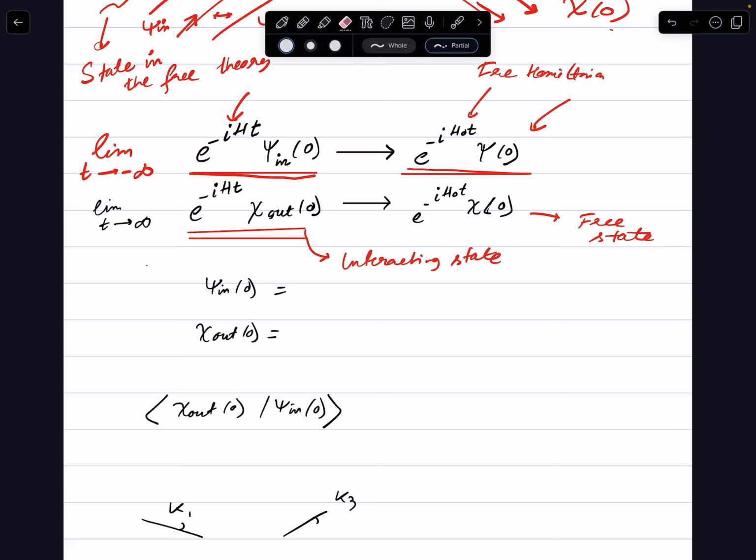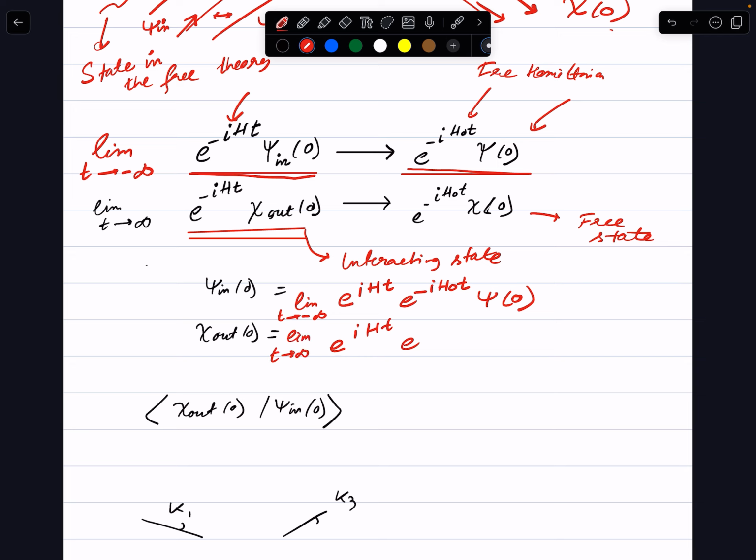Okay, so from this equation that I have written, I can rewrite this as e to the power i H t, e to the minus i H naught t, psi 0. And this chi out is e to the power i H t, e to the minus i H naught t, psi 0, in the limit t goes to infinity, and this one in the limit t goes to minus infinity.